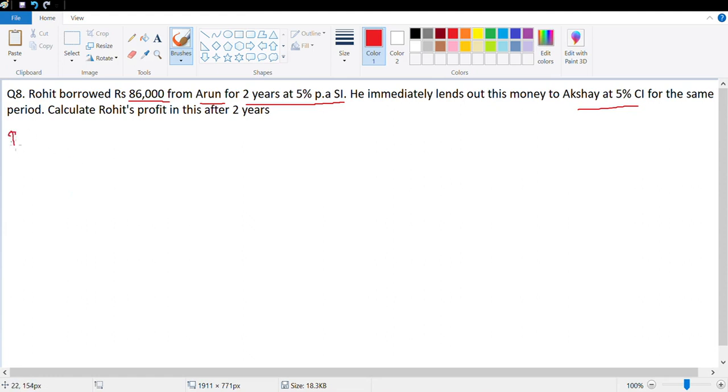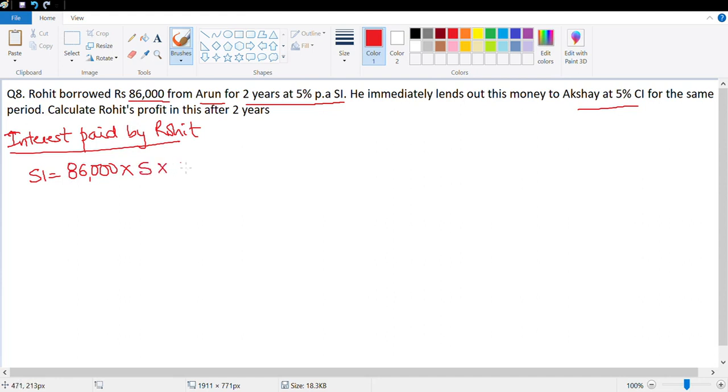Interest paid by Rohit would be equal to simple interest. So simple interest will be principal, P. We do know the principal, that's 86,000. So that's 86,000 into rate, that's 5 times 2 years upon 100. So that's 860 into 10, that's rupees 8,600. So that's the simple interest that he'll pay.